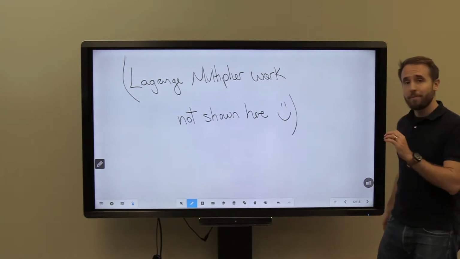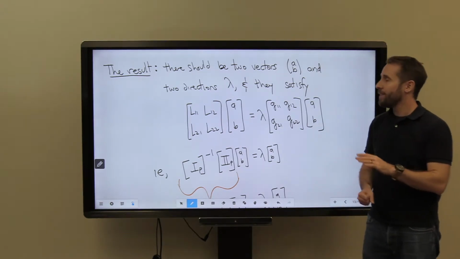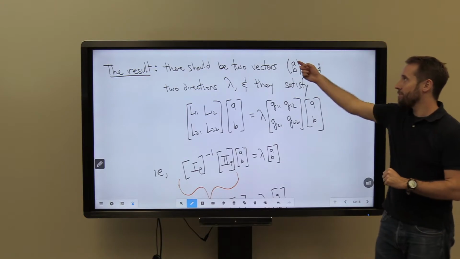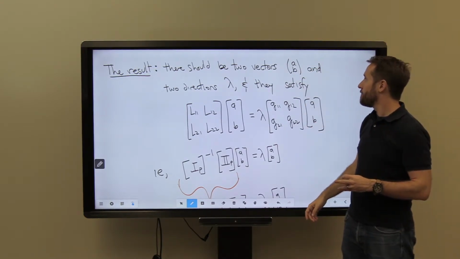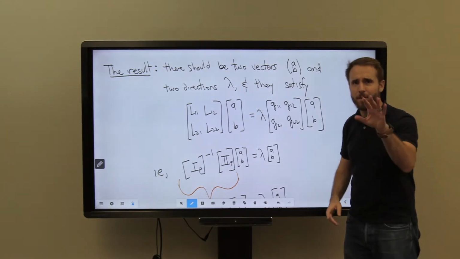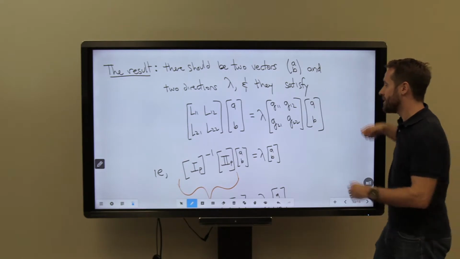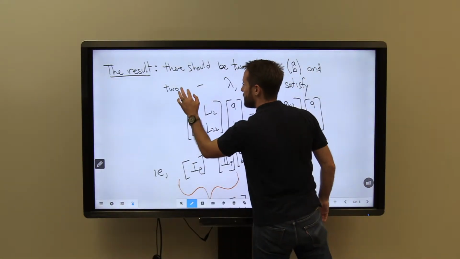But the end result is that, yes, we should be able to find two vectors and corresponding directions. Both vectors I'll denote as (a, b) and both directions. I'm sorry, there's a small typo here. Let me fix this. This should be two vectors. Those are our directions, (a, b), and this should say values, right?